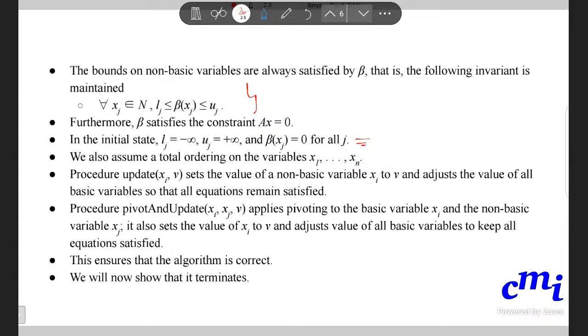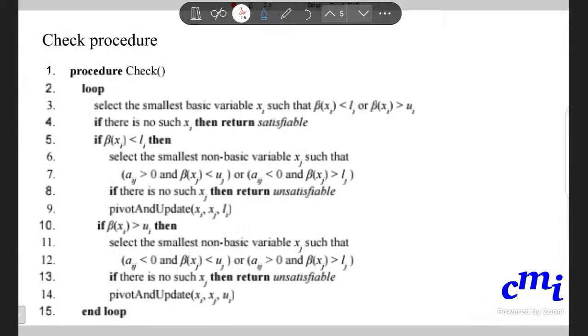So for the proof of termination, we really need the total ordering on the variables. We'll see why later, but this is important. Now, first to show that the algorithm is correct, that is, if the algorithm does output satisfiable, then the formula is indeed satisfiable. This is obvious from these two properties, and these two properties can simply be proved by looking at this algorithm.